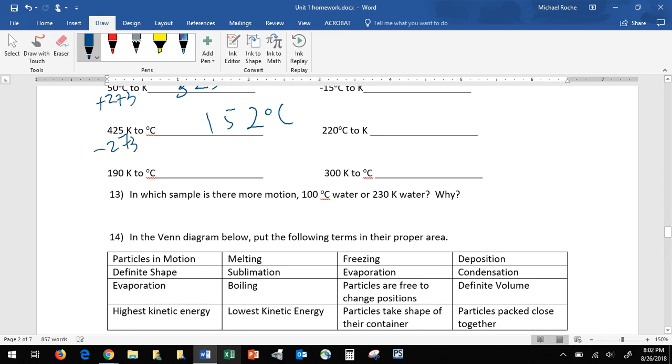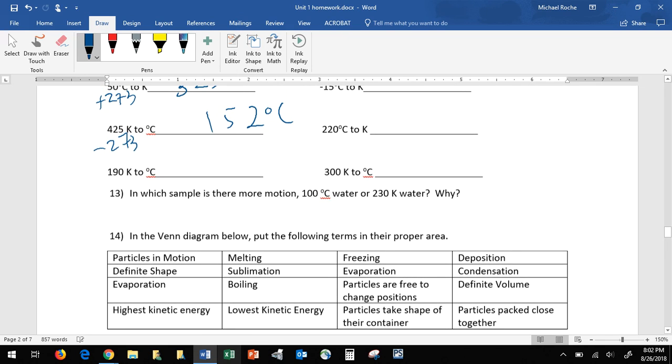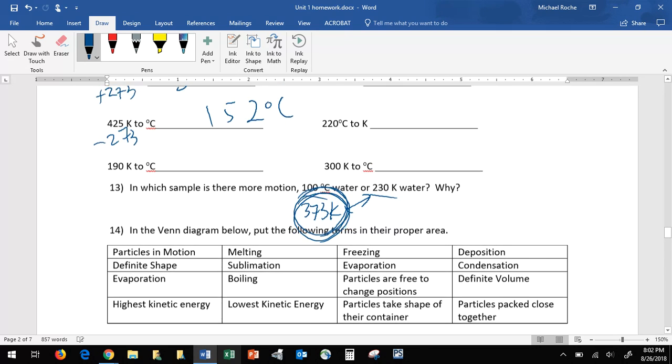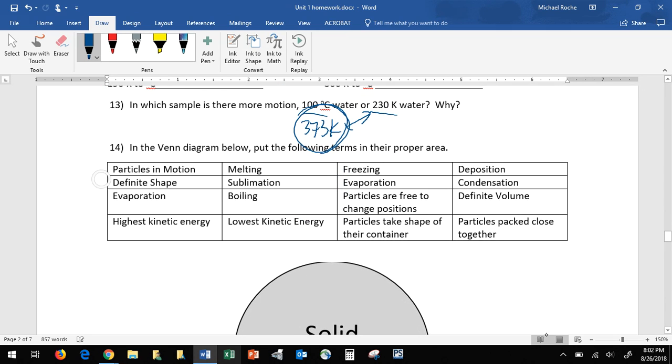And then you have to put both these in the same units to see which one's moving around more. Remember when we did the PhET, the things would move around the more energy they had going on. So 100 degrees would be 373 Kelvin. And when you compare that to 230, this would be the one moving around more. And then this last one is just a matter of putting into place which of these things go where.